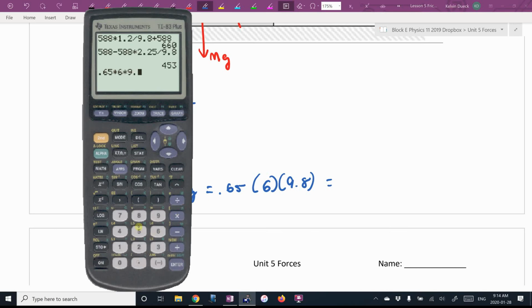0.65 times 6 times 9.8. You all get 38.22 newtons. Pull harder, and this will accelerate. Pull less, and this thing won't move at all because you haven't overcome friction.